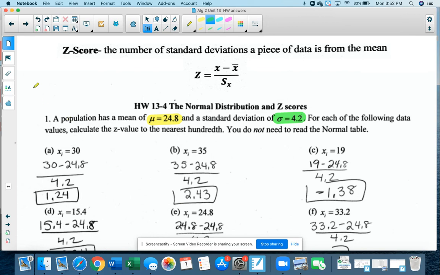Hi, Algebra 2. This is a video of the homework answers for Unit 13, Lesson 4. So this is the normal distribution and z-scores.